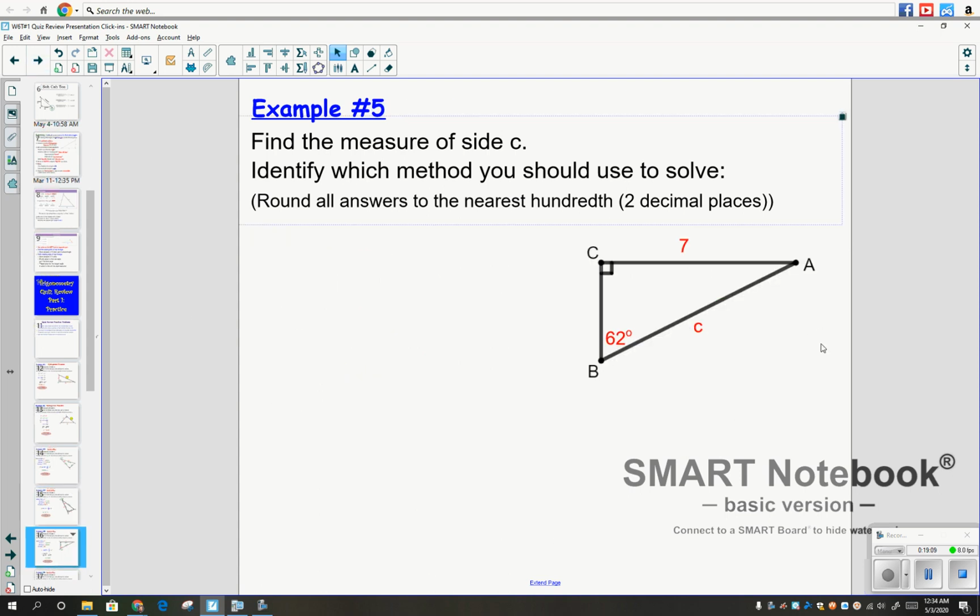Example number 5. Is it a right triangle? Yes. So I know two sides, looking for a third? No. So I'm going to use SOHCAHTOA. What's my reference angle? Which angle do I know the measure of? 62 degrees. Which side do I want to know the measure of? In this case, let's find the measure of side C. It's labeled in my picture. So I want to find C. Which side do I know the measure of? 7.